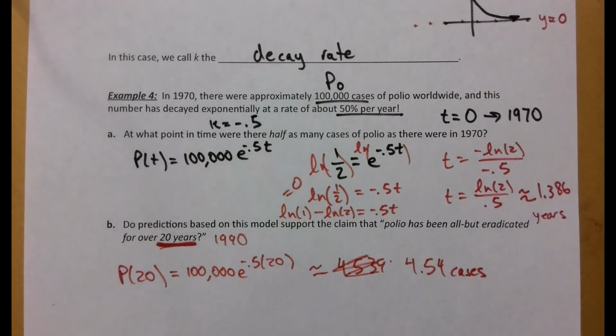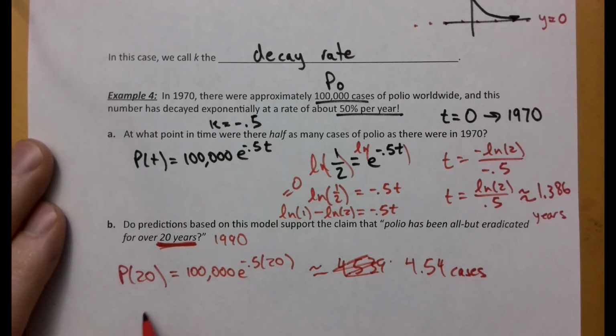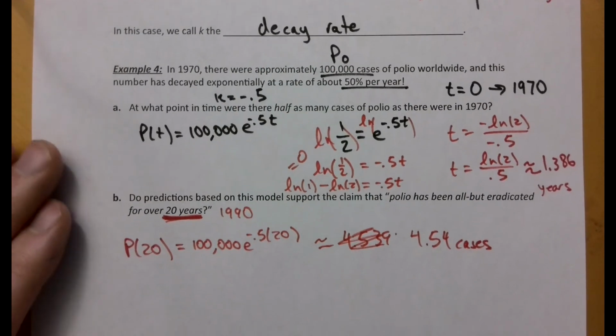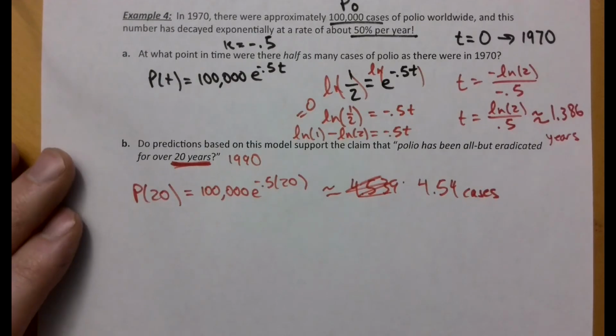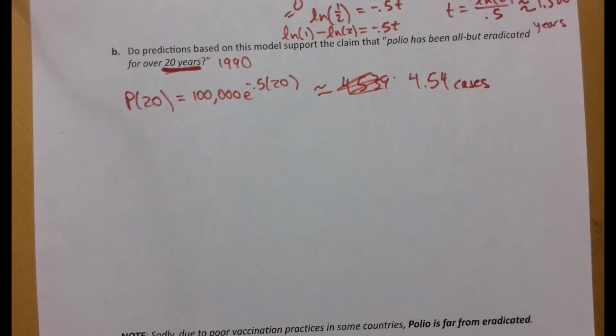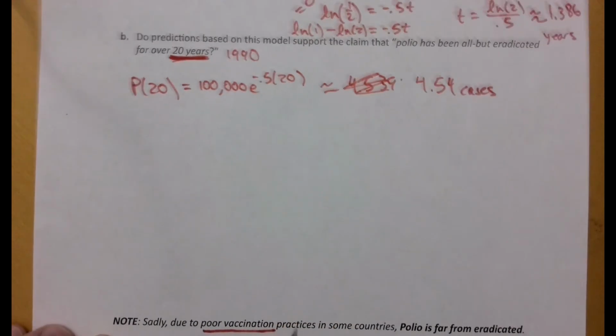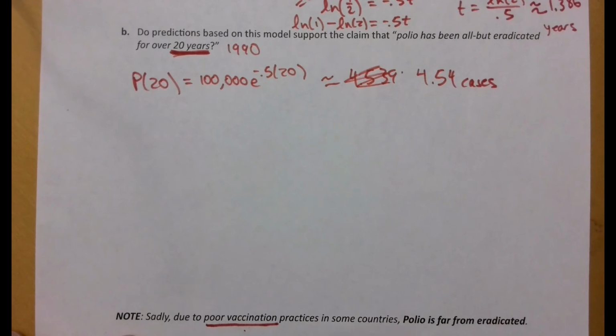We could do another thing and say, when would this equal 0? But that's not going to work because we can't take natural log of 0. So sadly, folks that don't get vaccinated have caused problems with polio. It's far from eradicated. So it's still out there.